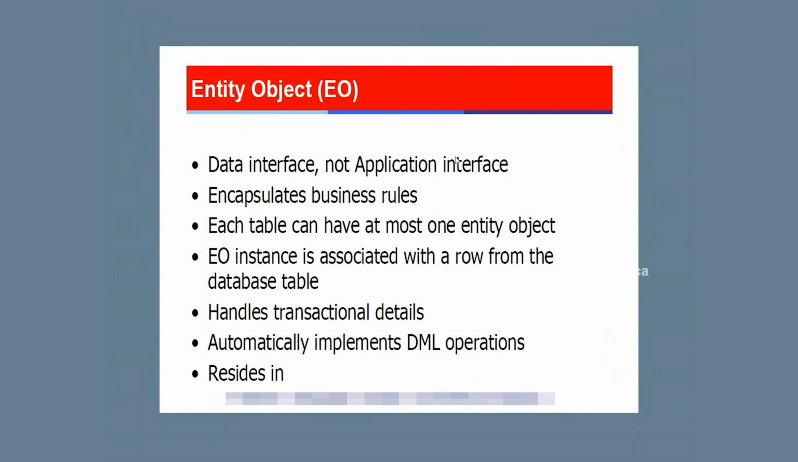BC4J is nothing but Business Components for Java. Business Components for Java means it contains all the components like entity object, view object. So it is a kind of directory structure, a hierarchy. That means it is a folder structure: a folder inside that folder, one folder inside that one folder, like that. We have to follow some standard hierarchy so that it is easily understandable by everyone.